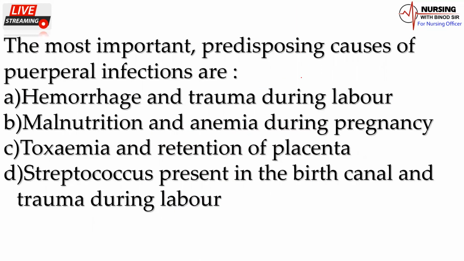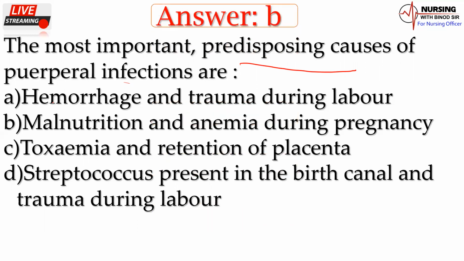Now we'll come back to next question. The most important predisposing causes of puerperal infection are hemorrhage and trauma during labor, malnutrition and anemia during pregnancy, toxemia and retention of placenta, streptococcus present in the birth canal, and trauma during labor. So what would be the right answer of this question? Here the answer would be the B option, malnutrition and anemia during pregnancy. You must have to remember this.